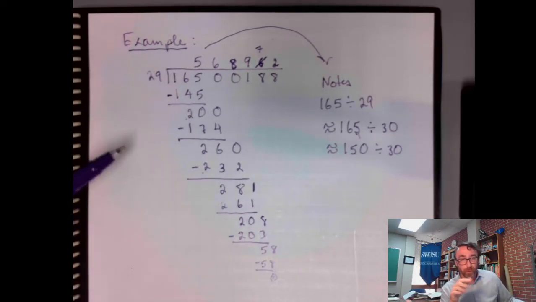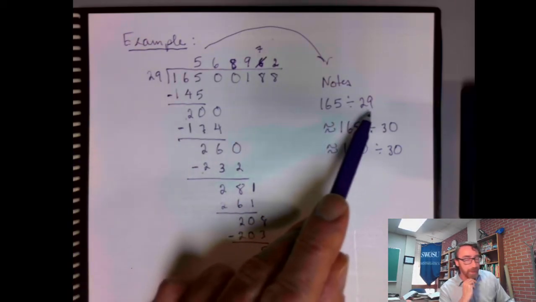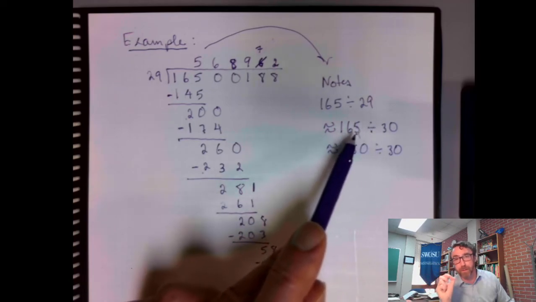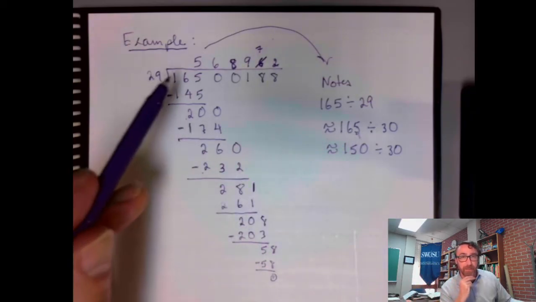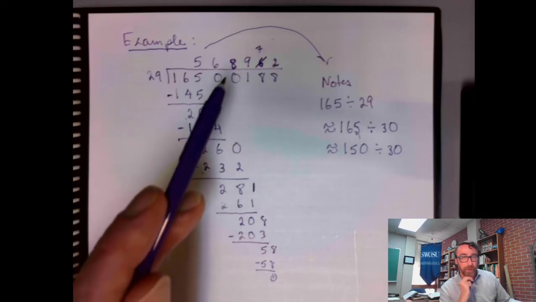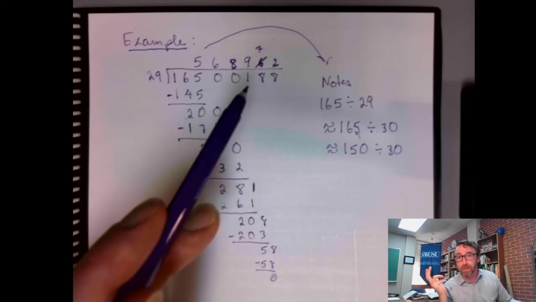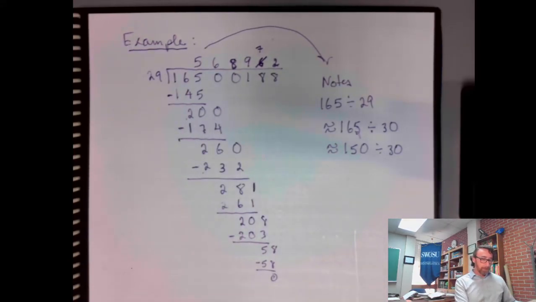Okay, so notice this whole time, I wasn't thinking about dividing these various numbers by 29, because that's a pain in the butt. I was thinking about dividing by 30. So I'm using estimation to guide my choices up here. Now one of the times my choices ended up being wrong. Well, so I just fixed it. Okay?